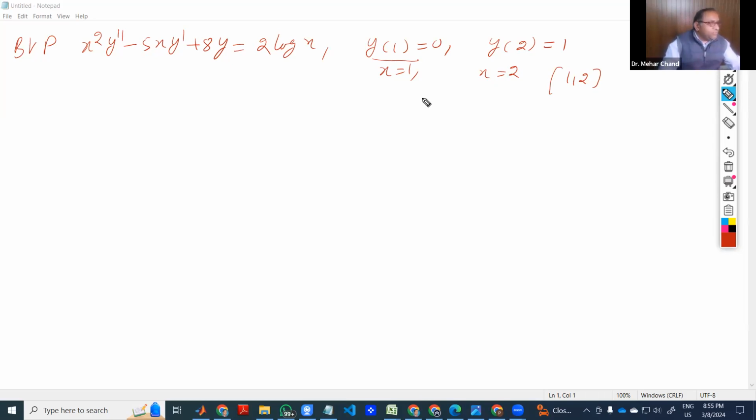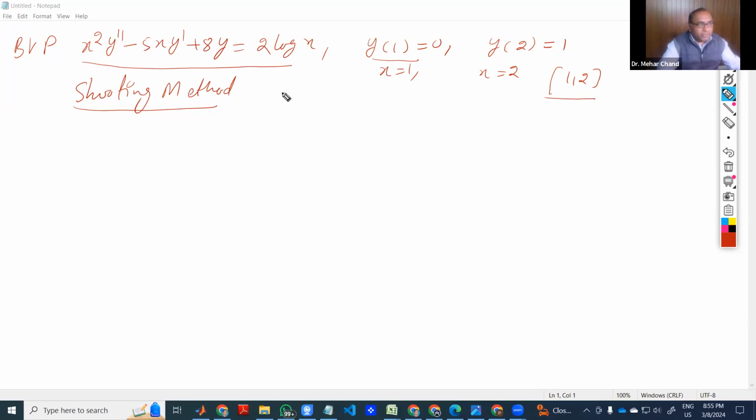So we want to find the solution of this boundary value problem by using the shooting method. When we apply the shooting method, we will take the step size h equal to 1 by 4. The step size which we will choose is h equal to 1 by 4.